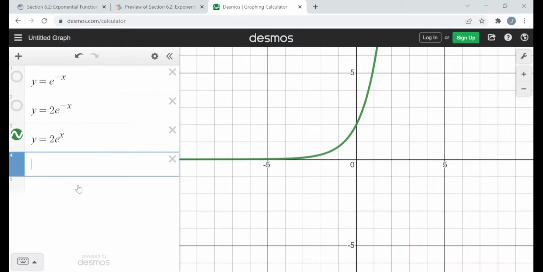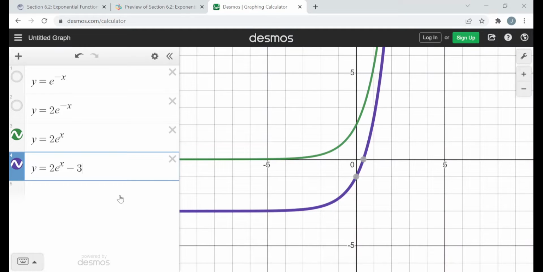And then finally we took this one and shifted it down 3. Y equals 2 times e to the x, and then minus 3 after. And you see this purple graph show up. This has 0, 2, this has 0, negative 1. All the points are moved down 3. And this is the moment where the horizontal asymptote changes, right? You may notice that the horizontal asymptote for the green graph is the x-axis, but for the purple graph it's just y equals negative 3. The horizontal asymptote got moved down 3 as well. And that's the only time the asymptotes get moved, is if you do a vertical shift up or down.